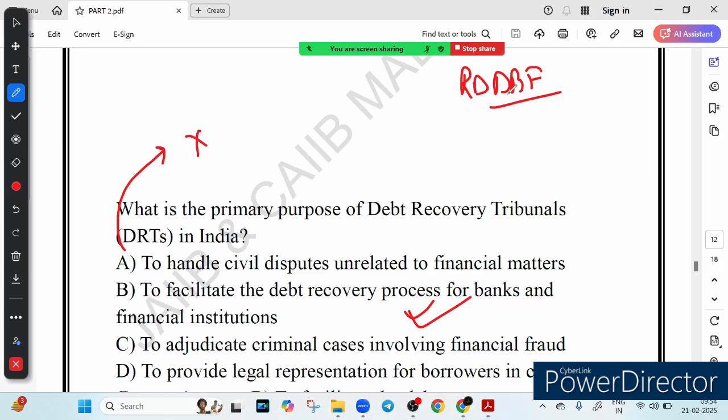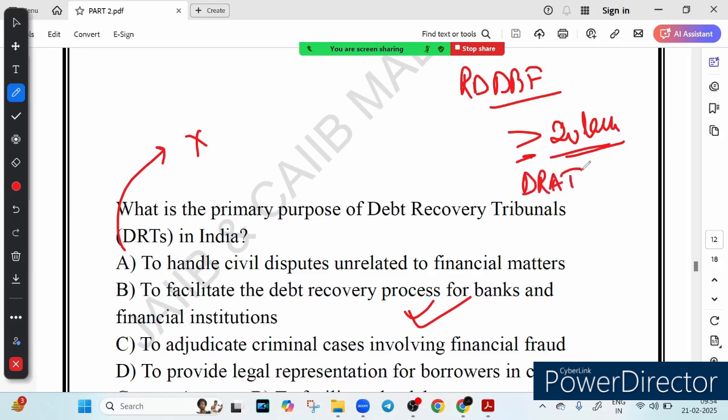And you know, DRT handles disputes of 20 lakh and above, right? So greater than or equal to 20 lakh, they handle the dispute, and an appeal against the DRT decision goes to DRAT. You must know this. DRAT stands for Debt Recovery Appellate Tribunal.